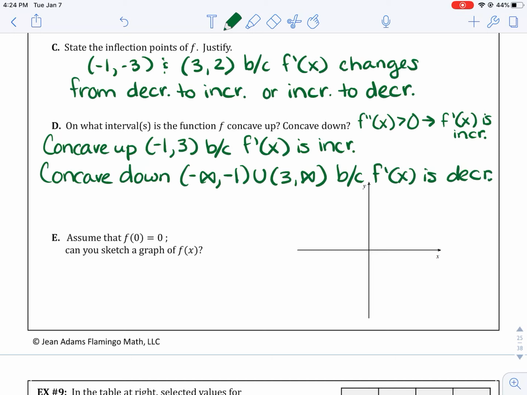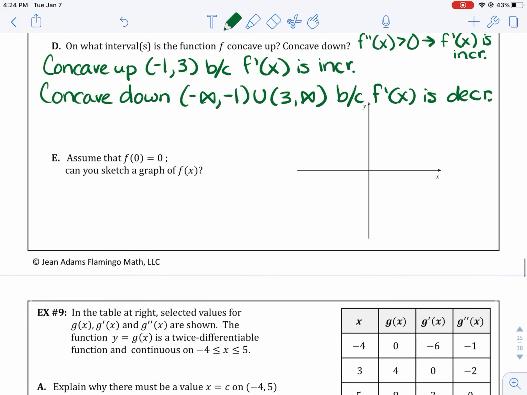So we can tell a lot from that first derivative graph. A lot of times we're given that first derivative graph, because we can even look at the derivative of that to determine the second derivative for concavity, and then also think about the original. Assume that f of 0 equals 0. Can you sketch the graph of f of x?